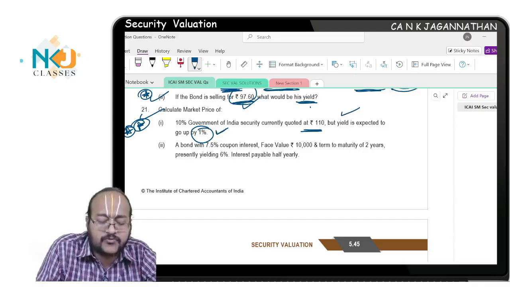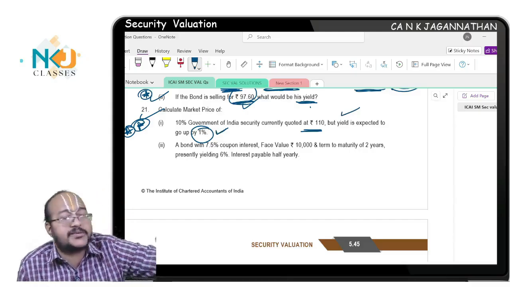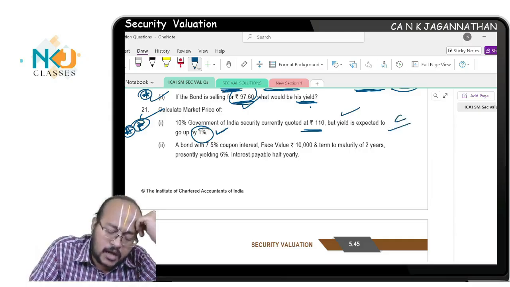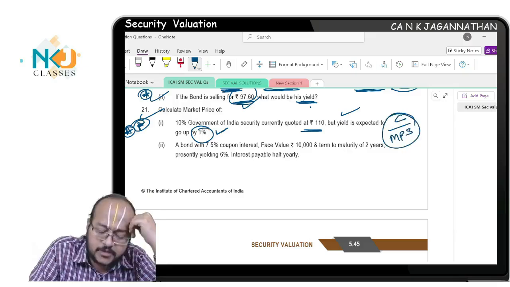What they have done now: the yield expected to go up 1%. The yield they are referring to is the current yield. There is a concept called current yield. It is nothing but the coupon divided by the market price of the bond.